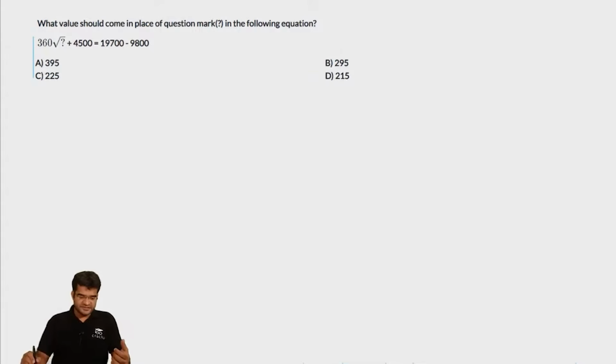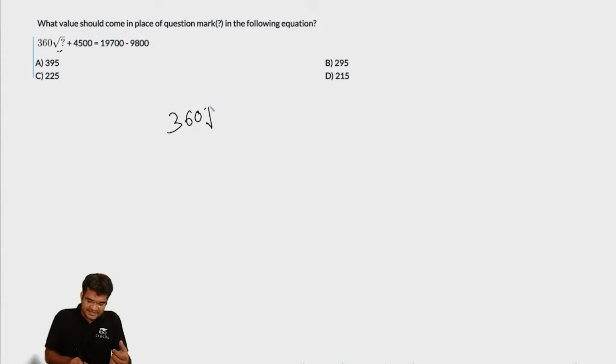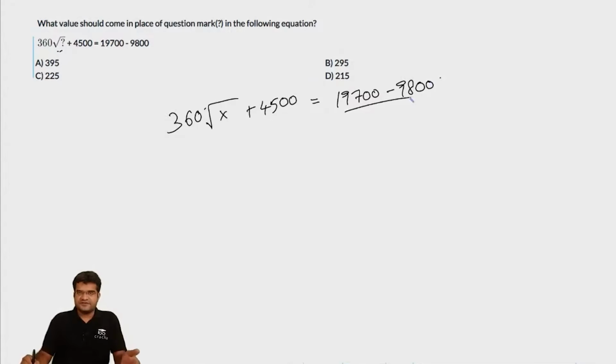Let us try to answer this question. Here we are supposed to calculate the number that comes in place of the question mark. If you assume that number is equal to x, 360 into square root of x plus 4500 is equal to 19,700 minus 9,800. What is the value of the right hand side? 19,700 minus 9,800 is equal to 9,900.